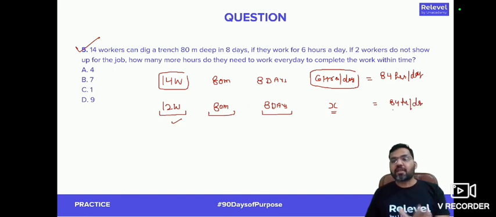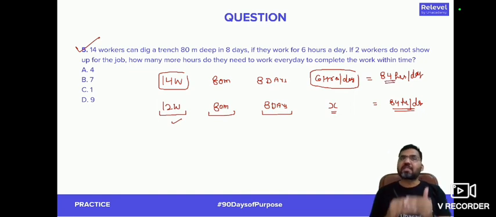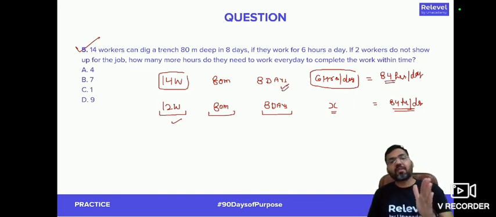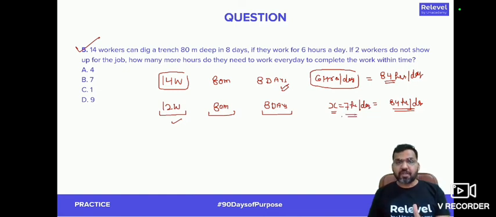If I'm still doing the same amount of work on a daily basis, my number of days will remain the same. That means I will still be able to manage the work within 8 days. So 12 into 7 we know is 84. That means now every worker needs to work for 7 hours per day. Earlier they were working for 6 hours per day. Now they are working for 7 hours per day. So they are working 1 hour more now. So option C is the correct answer to the question.